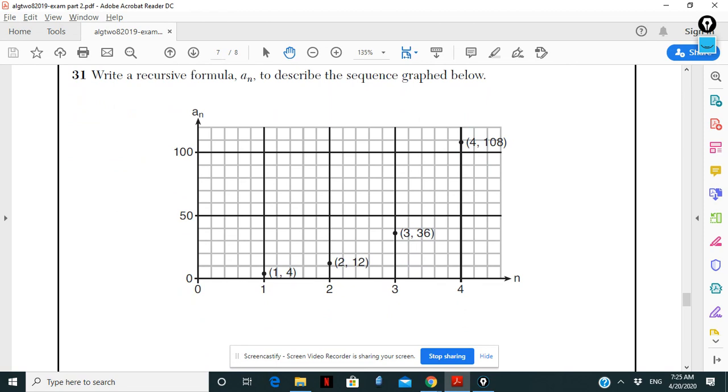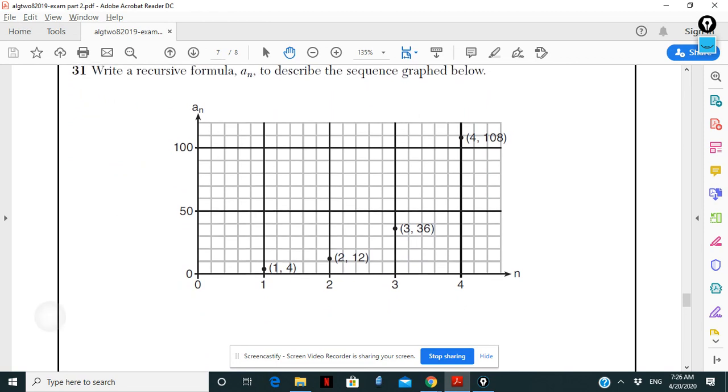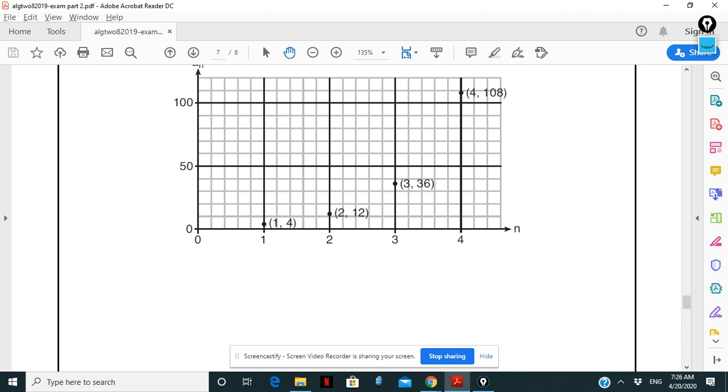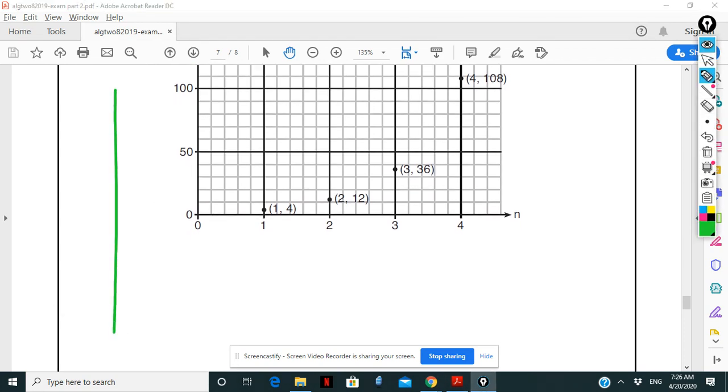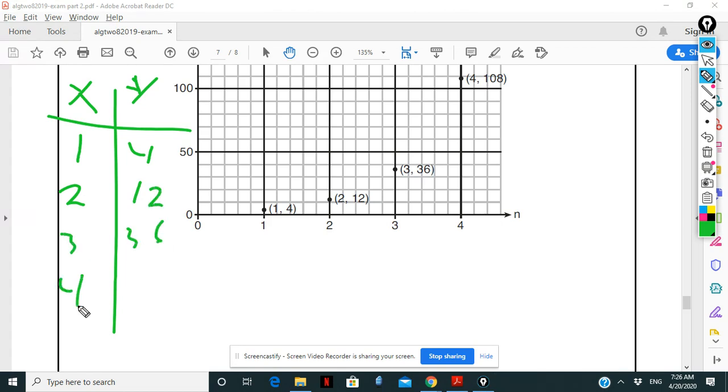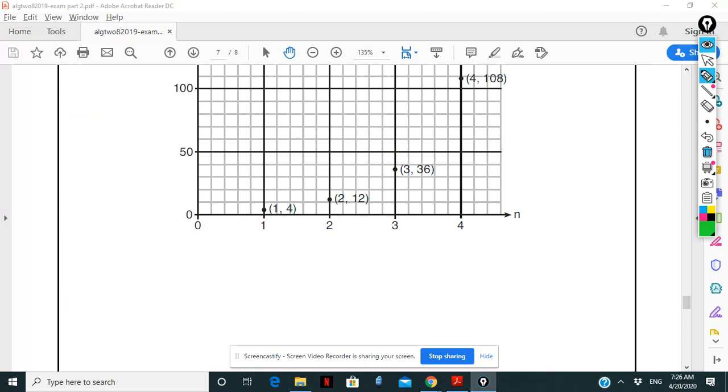Now, question number 31. Write the recursive formula for, okay, and he gives me this value. So I'm going to make a table. Here is x, here is y. So 1, 4, 2, 12, 3, 36, 4, 108. So the difference is 8, the difference is 24, it's not arithmetic. I'm going to do it again.